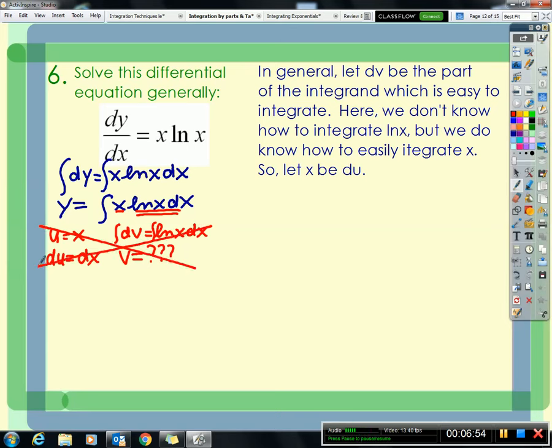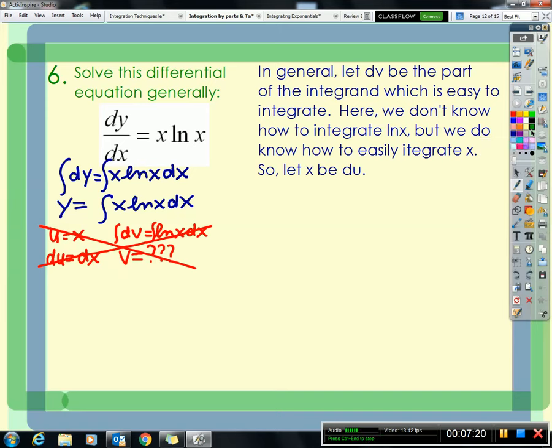Because I want you to be okay that it's a natural process. Sometimes you get lucky and you pick the right thing first, and sometimes you don't. And if you're not lucky the first time, don't give up. It's just part of the way you learn to get better at this, and you will become more efficient and more advanced, more accurate at choosing your u and your dv right the first time.